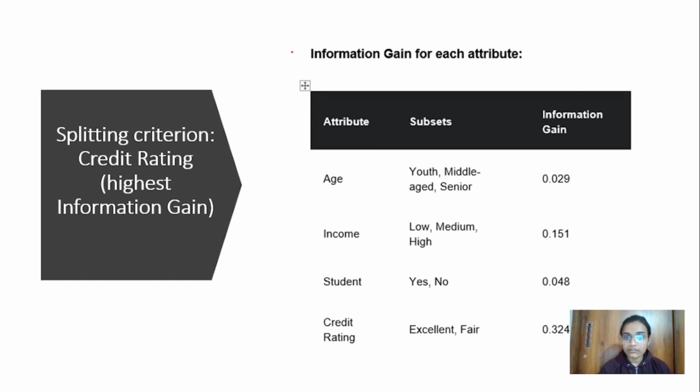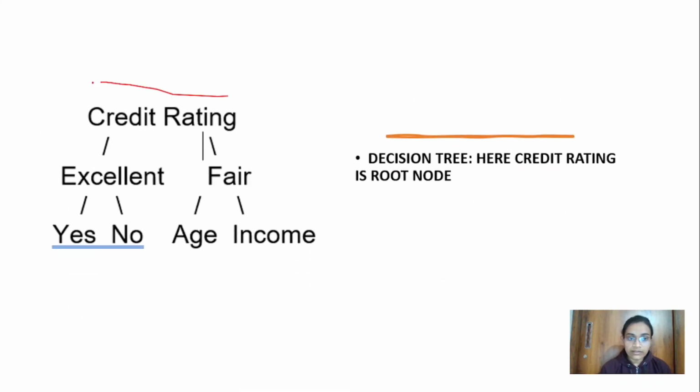Like this, I will calculate the information gain of each attribute by putting the values in the above formula. The information gain of age is 0.029. The information gain of income is 0.151. The student has information gain value 0.048 and the credit rating has 0.324. Out of these four values, credit rating has the highest information gain value. So credit rating will be selected as the splitting criteria because of its highest value. As credit rating is the splitting criteria, that's why it is the root node of our decision tree. The node is credit rating.